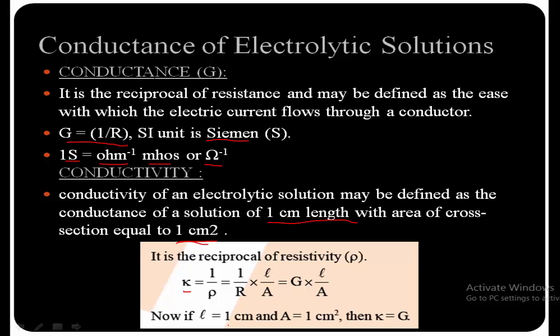Now if L is equal to 1 centimeter and A is equal to 1 square centimeter, length is 1 centimeter and A is 1 square centimeter, then K is equal to G, that is, conductivity becomes equal to conductance. That I have already defined here.